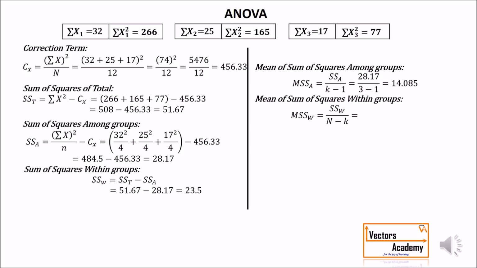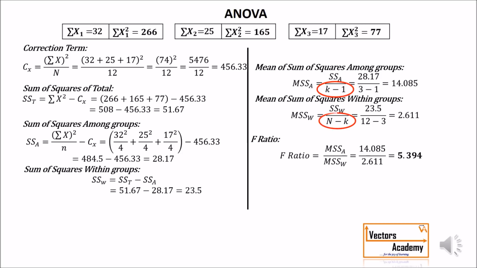Next is mean of squares within groups. The formula is sum of squares within groups divided by n minus k. Remember, n is the total number of students and k is the different categories which we have. So the answer comes to 2.611. And finally, we calculate our F ratio. That is Fisher's ratio. That is the mean of squares among groups divided by the mean of squares within groups. That comes to 5.394.